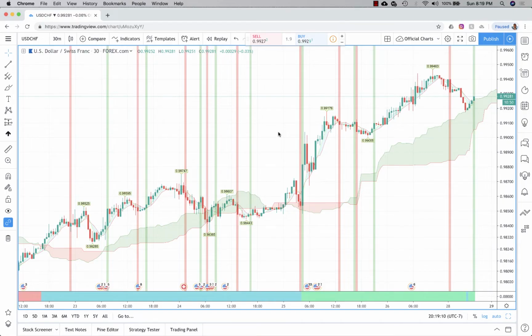Today I'm going to be showing you guys how to apply the K2 trading strategy with the K2 trend meter. So basically the strategy is the same. The only difference is that the K2 trend meter makes things a whole lot easier when determining the overall trend.